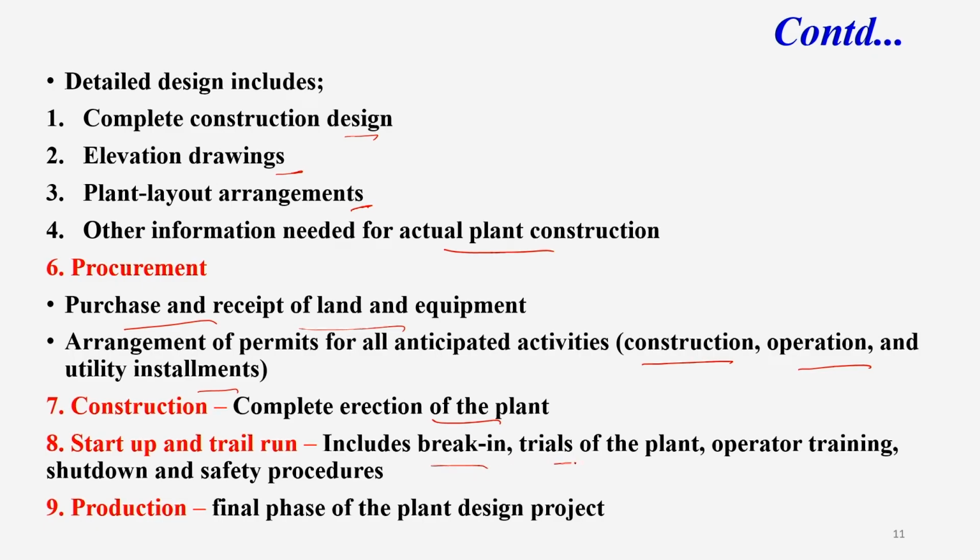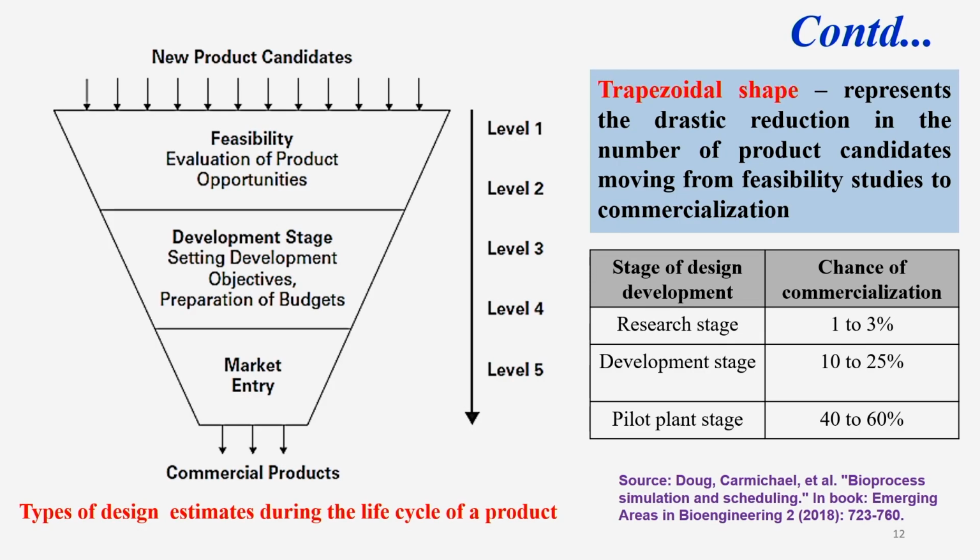This includes break-in, trial of the plant, operator training, shutdown and safety procedures, and production. Then the final phase of the plant, design product, and then the product goes to the market. So, here if we just see this, you can classify the whole idea into different levels.